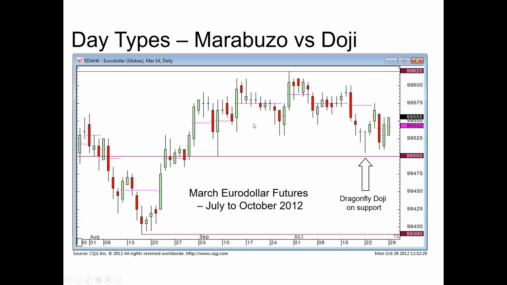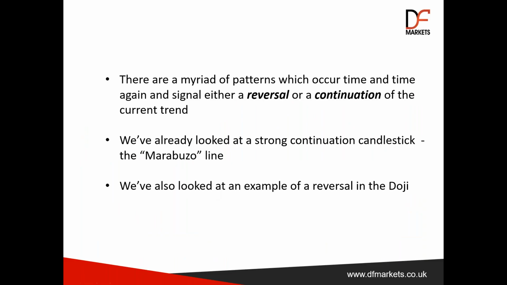So there's an example of a dragonfly doji just after a pullback that came into support, which is something again that we can talk about a bit later. So there's lots of patterns in candlestick analysis. Some signal a reversal, some signal a continuation of the trend.